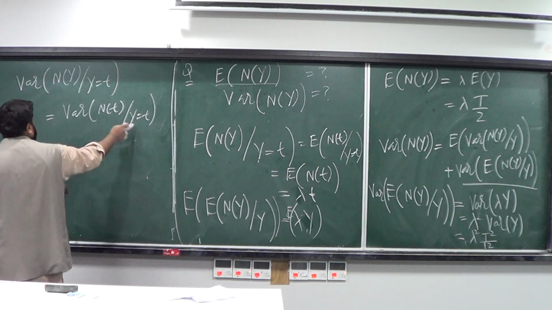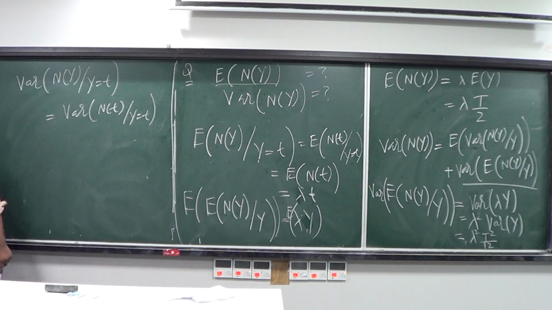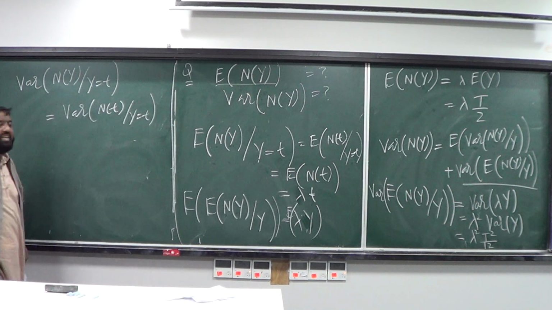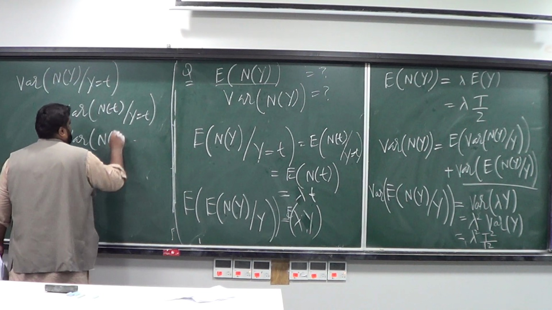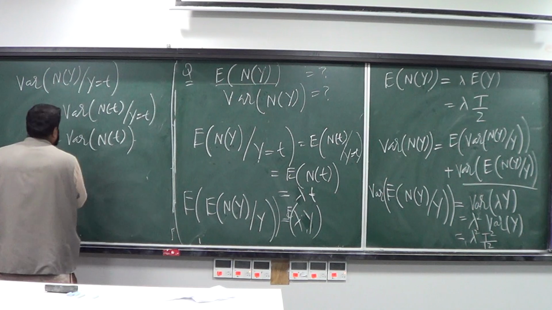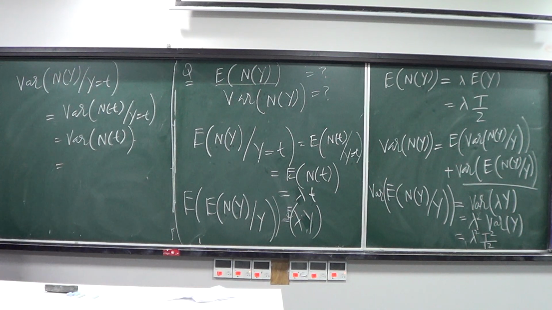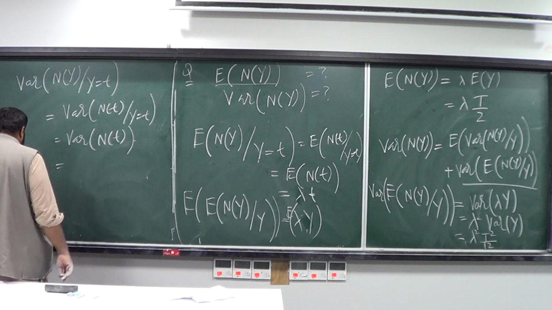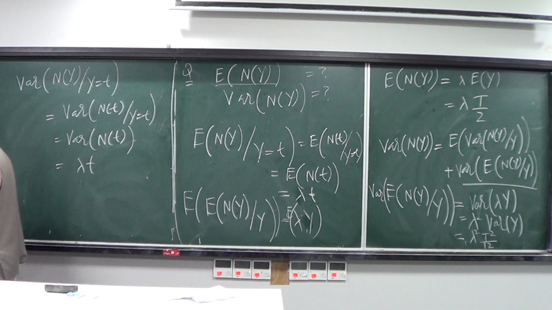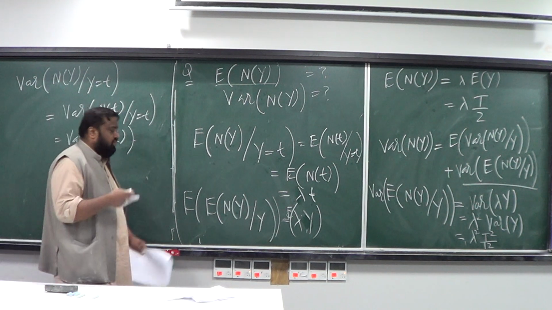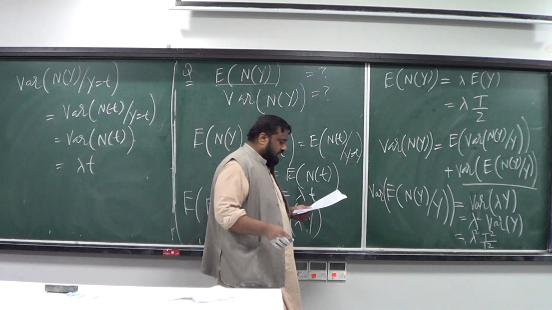But I know that N of t and Y are independent random variables, so this must be the same as the variance of N of t. And I know that N of t has a Poisson distribution with parameter lambda t, so its variance is equal to lambda t itself. For the Poisson distribution, expectation and variance are the same, which is lambda t.